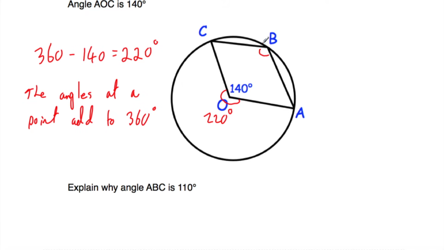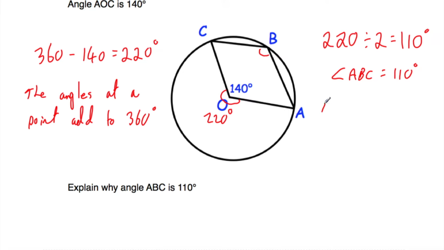Now we want to show that this angle is 110 degrees. So remember, the angle at the circumference is half of the angle at the center. And remember, O is the center of the circle. So that means that if we half the 220 degrees, we'll find the size of that angle. So 220 degrees divided by 2 is equal to 110 degrees. So that means the angle ABC is equal to 110 degrees, because the angle at the circumference is half the angle at the center. So let's explain that.